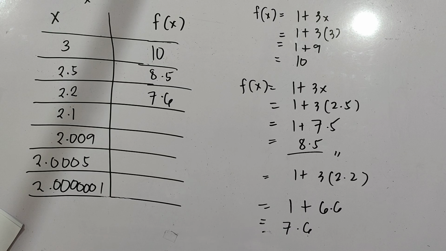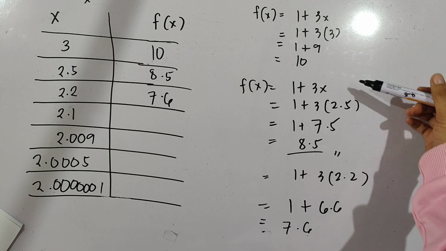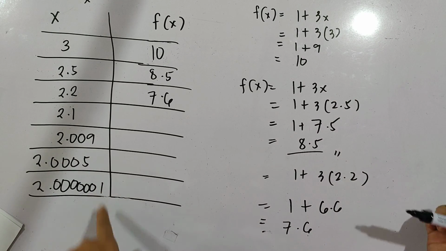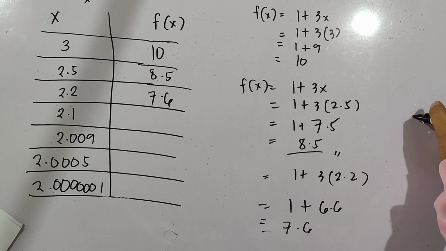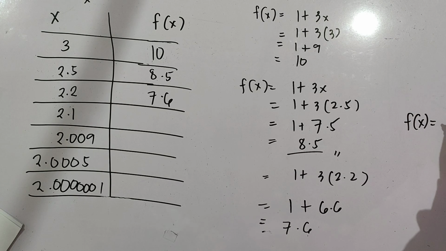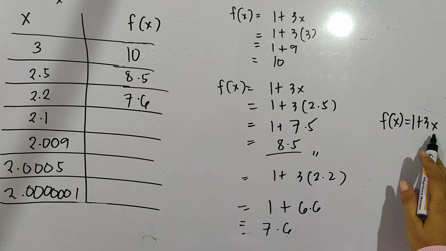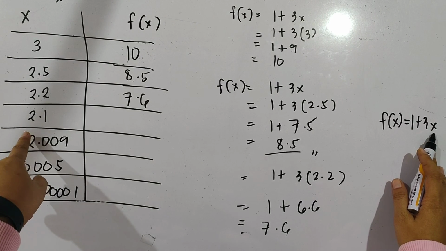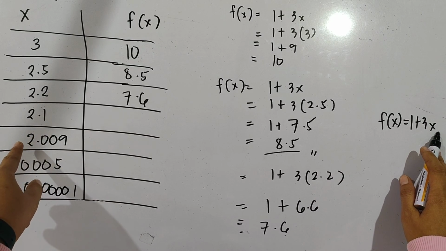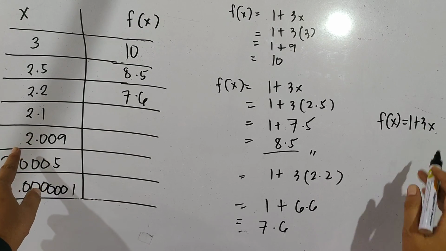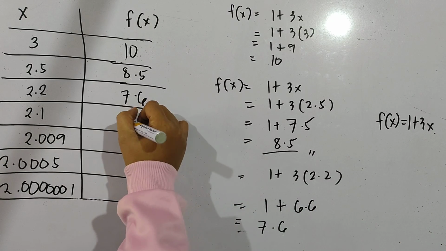Okay. And then same process gihapon sa uban nato nga mga values sa x. We have to substitute the value of x. Okay. So how about if our x is 2.1? So 3 times 2.1 plus 1 is equal to 7.3.